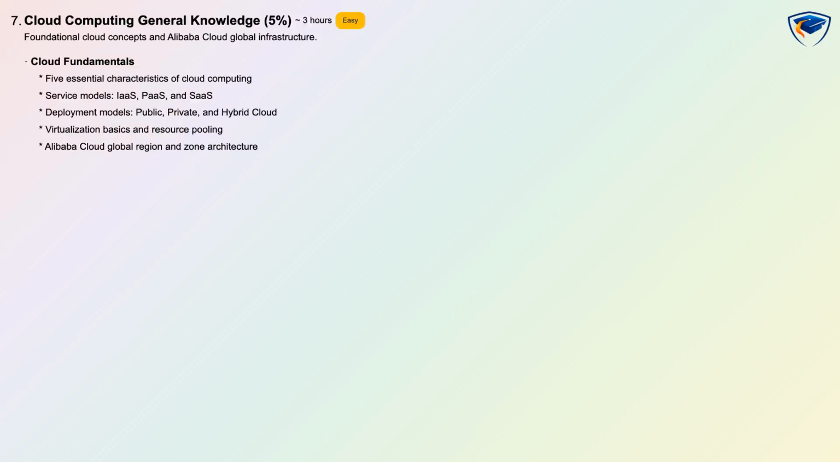Finally, the Cloud Computing General Knowledge domain covers foundational cloud concepts and Alibaba Cloud Global Infrastructure. You'll learn about the 5 essential characteristics of cloud computing, service models, deployment models, virtualization basics, and Alibaba Cloud Global Region and Zone Architecture.